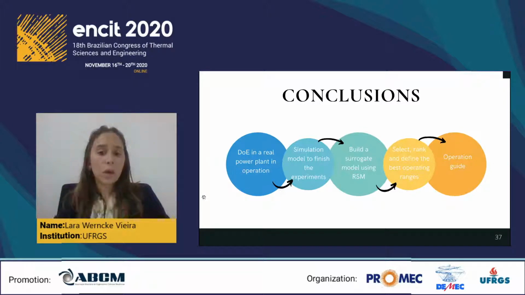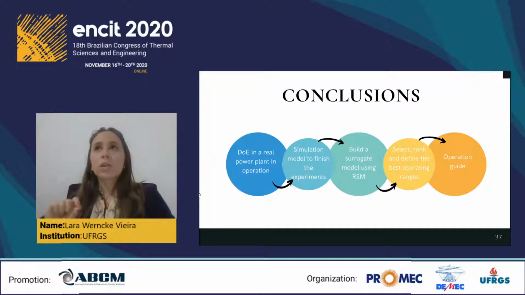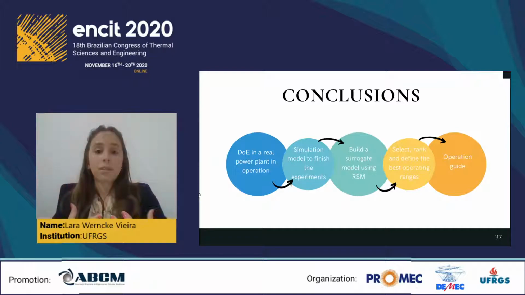So the conclusions of this work. We started with a design of experiments in a real power plant in operation, Passing Power Plant. Unfortunately, we couldn't finalize all the experiments needed in the power plant, and then we used a simulation model to finish these experiments. And these experiments were used to build a surrogate model using response surface methodology. And then we were able to select, rank, and define the best operating ranges to finally provide an operation guide to the operator.